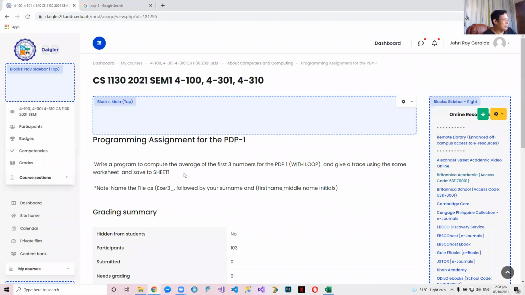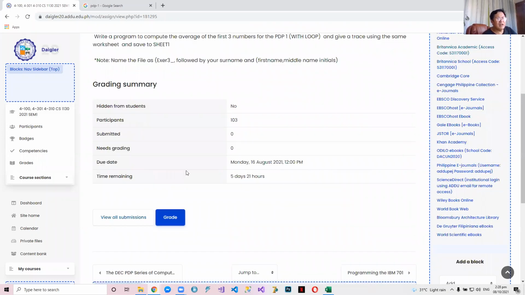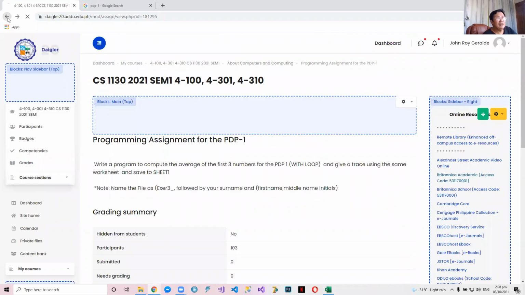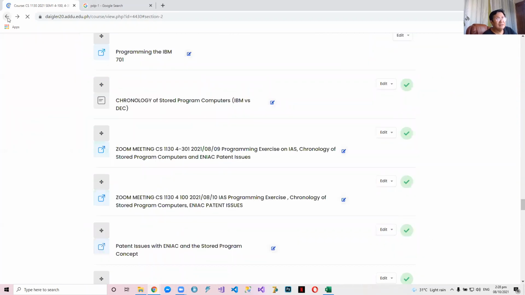This is Exer 3. Do you follow? This time, everyone pass by Dagler, not by email. Okay? Any questions so far? Okay.